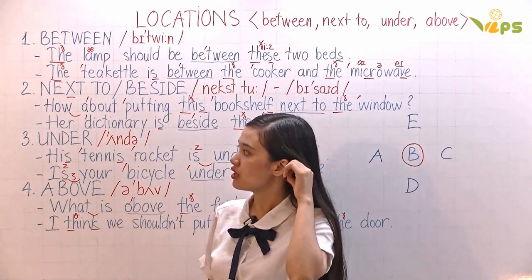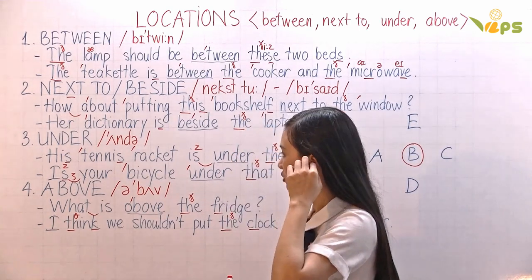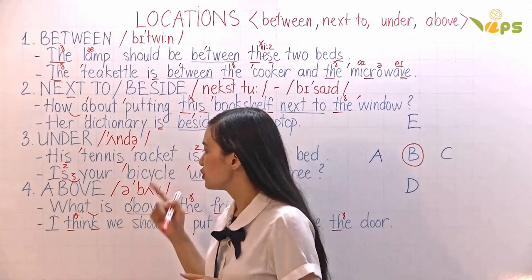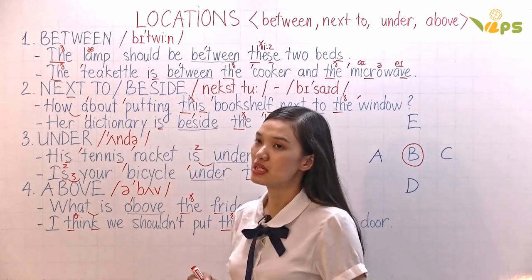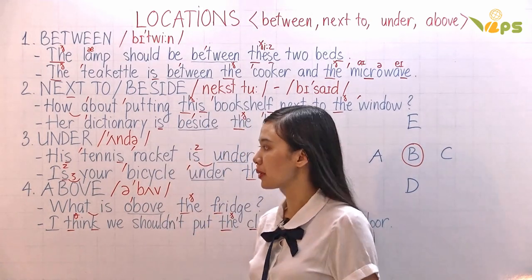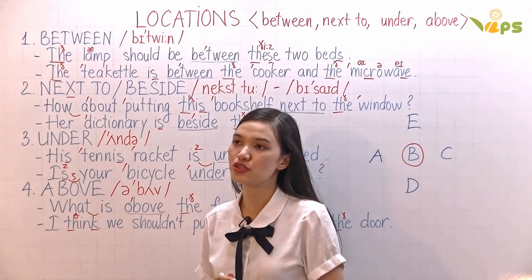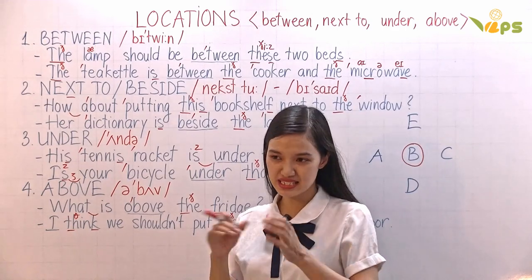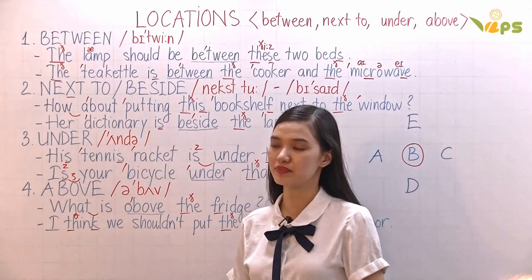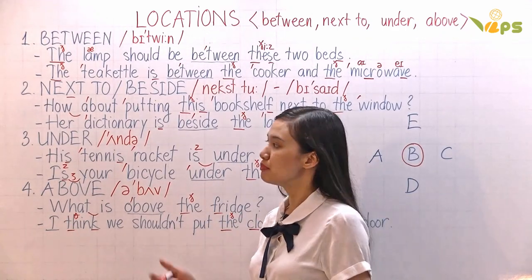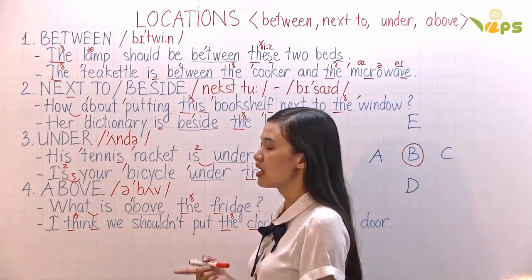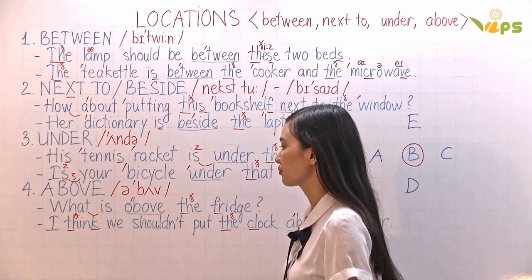And for under and above, right? For under, you can maybe use below. Below is still okay. And for above, you can use over. Somehow it's the same, but in some situations it's kind of different, okay? But basically the same meaning: under is the same as below, and above is the same as over.